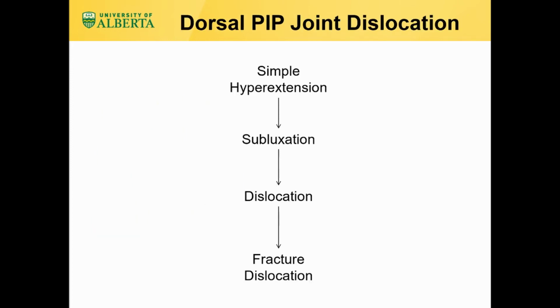Dorsal PIP dislocations are the most common joint injury in the hand. These injuries result from hyperextension, which disrupts the volar plate attachment to the base of the middle phalanx. These dislocations range from simple hyperextension to joint subluxation to dislocation to fracture dislocation.